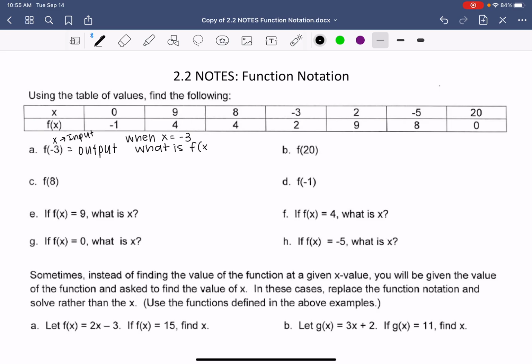Or f of x, so this table right here. So when I'm looking at my inputs, my x's, okay, I got to find -3. So -3 is here. So what is the value of my f of x, so y, when -3 is x? All right, so when x is -3, y equals 2.